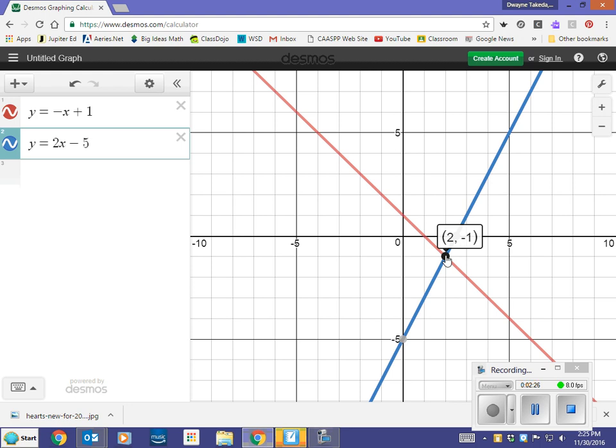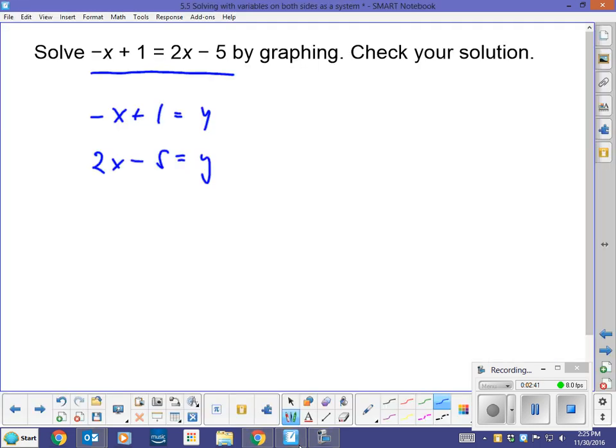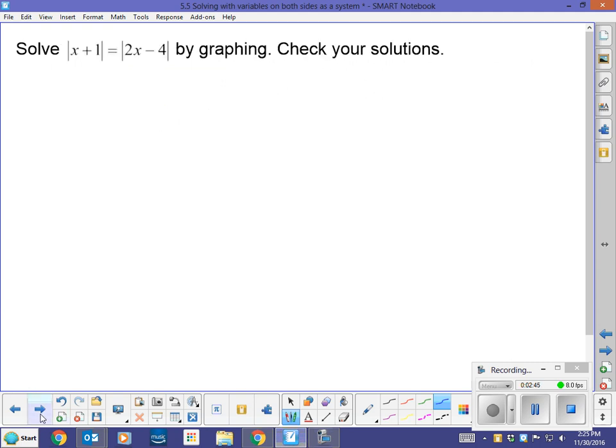But what we're really interested in is the x value here. So in this case, x equals 2, and that's the answer to this first solution here. So x equals 2. Let's go ahead and take a look at a second example.